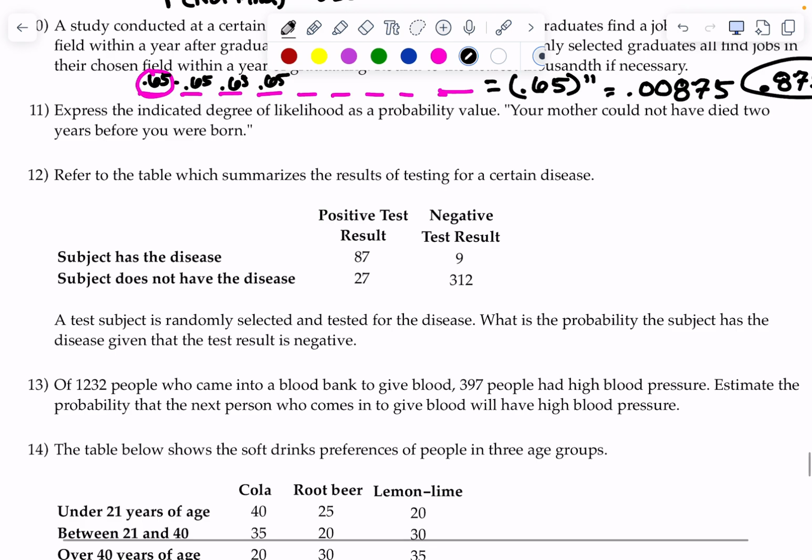All right. Okay, this is a very interesting question. Make sure you read it correctly. Express the indicated degree of likelihood as a probability. Okay, remember that probability has to be a number between 0 and 1, right?